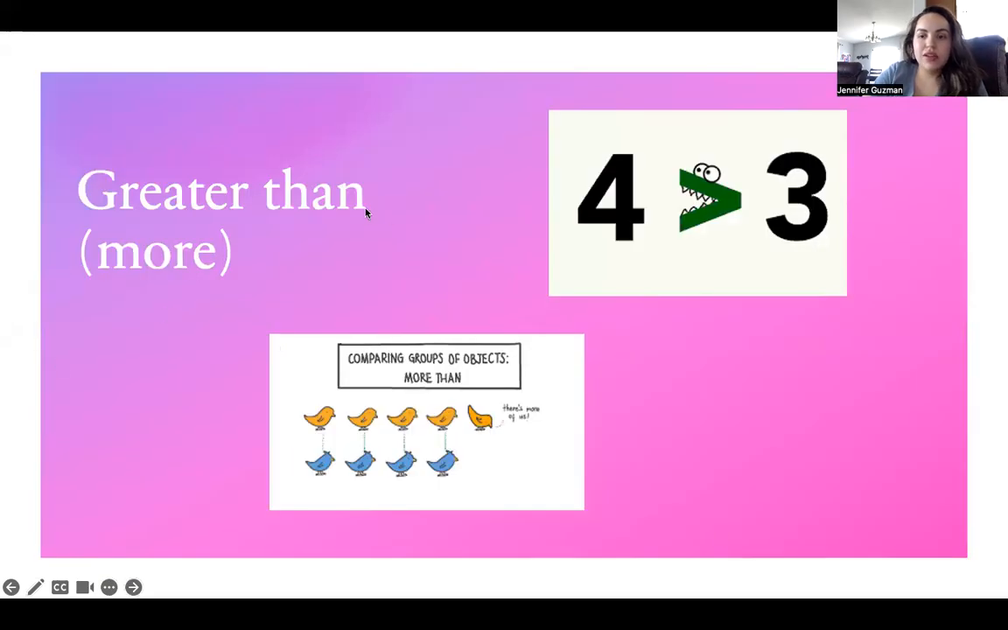So for greater than, which means more, I'd be showing them things with numbers. So here we have the number 4 and number 3. The alligator is eating the number 4. Also with objects, like here that we have animals, there are more yellow chicks than there are blue chicks. And here you see how this little chick is saying there's more of us. So that's how I could teach it to my students, with either visualization with numbers, or obviously with manipulatives in the classroom.